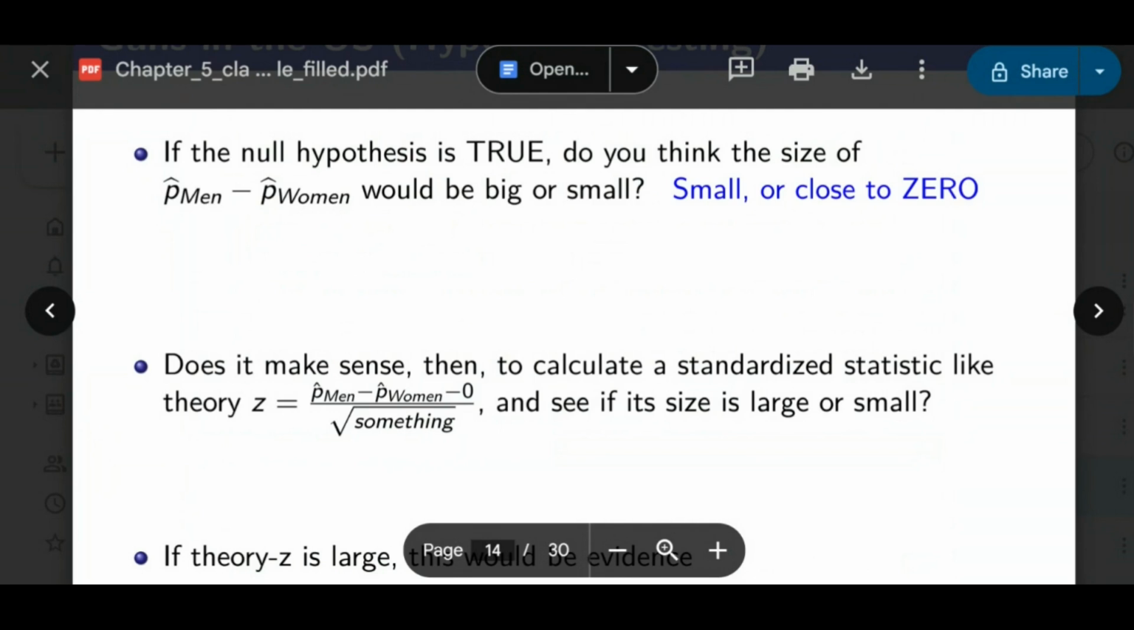All of them are called Z. But which Z it is depends on the context of the problem. The context will tell you which Z to use. And if you're talking about two proportions, basically.